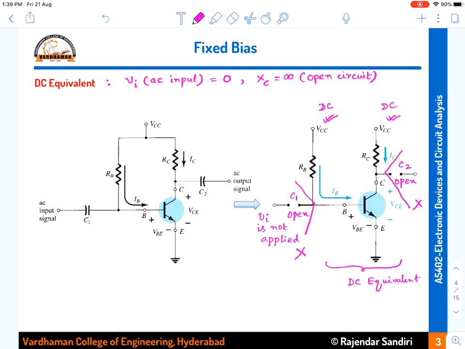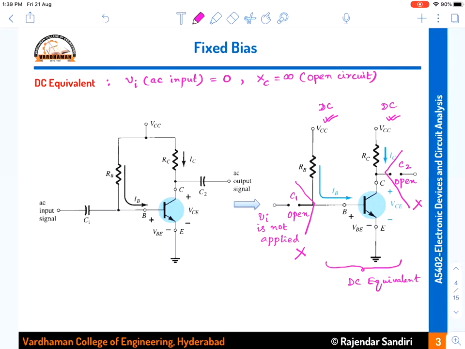To draw the DC equivalent of this circuit, what two things have I applied? The input of AC is 0, and for DC the capacitor acts like an open circuit, so you have to open circuit or remove these two capacitors. Removing these two capacitors is nothing but disconnecting AC to the transistor circuit. So that is the DC equivalent. I hope you are understanding.